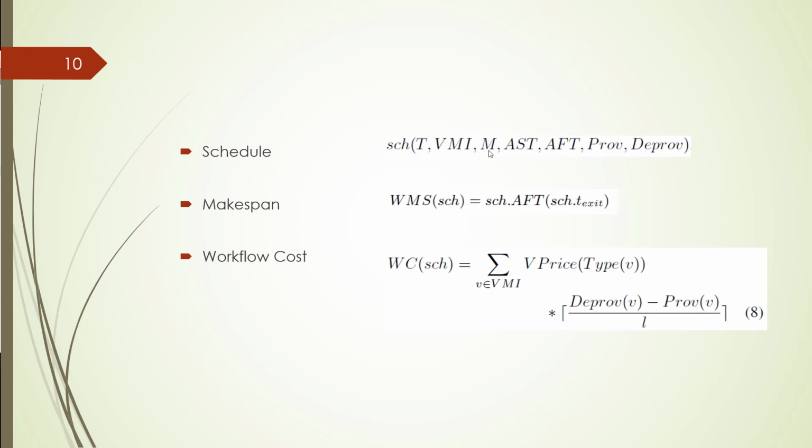And the workflow cost, that we call it WC. Suppose that we are given a workflow schedule SCH, the total execution monetary cost of the schedule SCH in cloud computing environment C, we can define it like the WC of the SCH, that is equal to the summation over the virtual machine instances V. That is the V price, virtual machine price of type V, times the deprovision minus provision time of the virtual machine V by L.